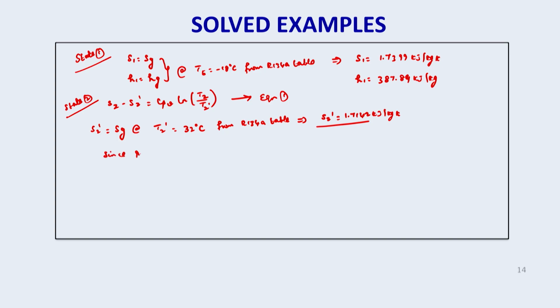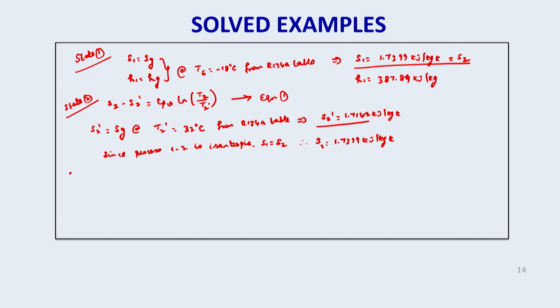Since process 1 to 2 is isentropic, S1 is equal to S2. So the S2 value is nothing but S1, which is 1.7399 kilojoule per kg Kelvin.